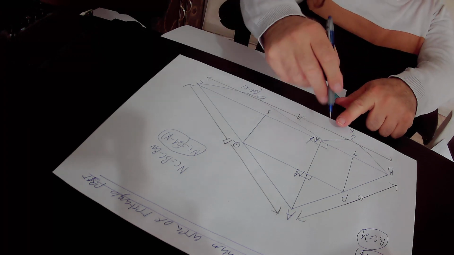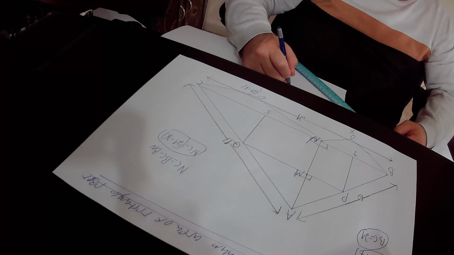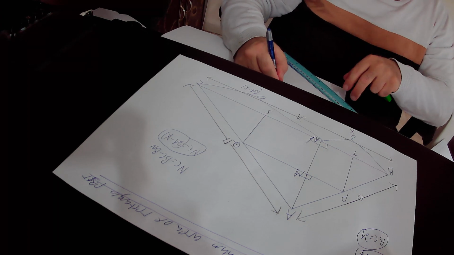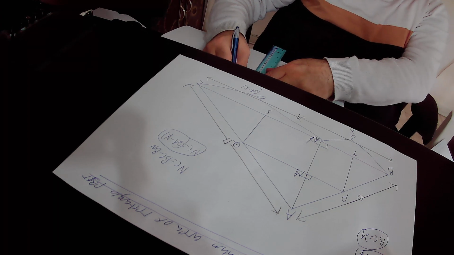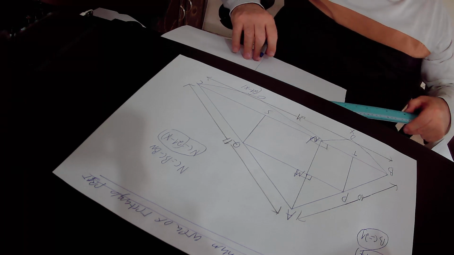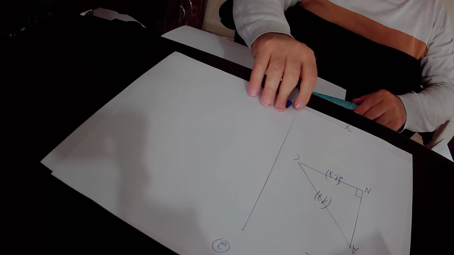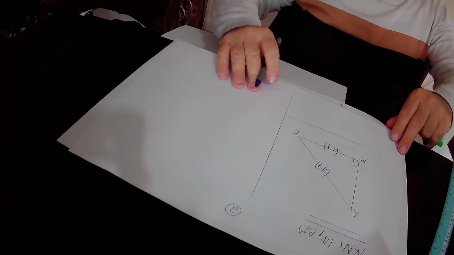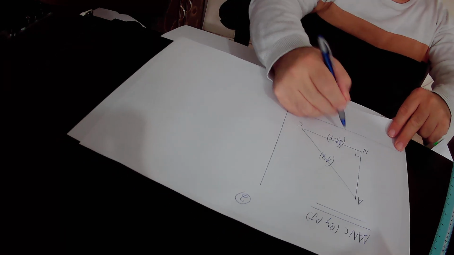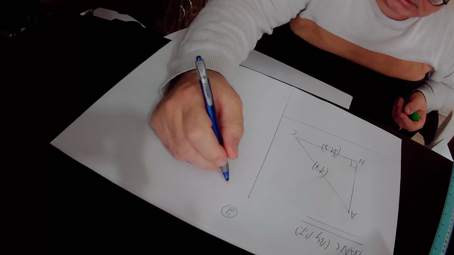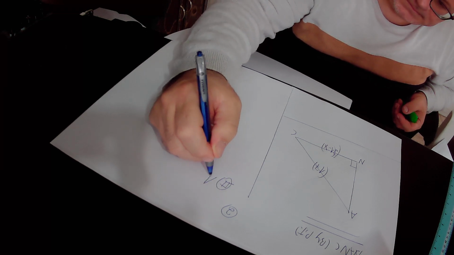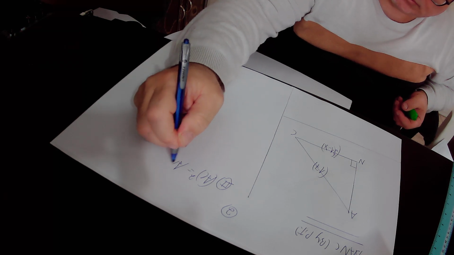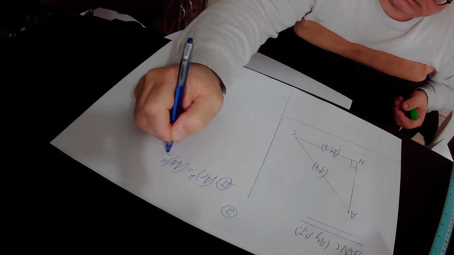Side NC of the right triangle equals 21 minus x units in length, and the hypotenuse AC equals 17 units, according to what is given in the question. Actually, this is the right triangle ANC that is extracted from the original drawing. According to the Pythagorean theorem, in this right triangle ANC, AC square equals AN square plus NC square.